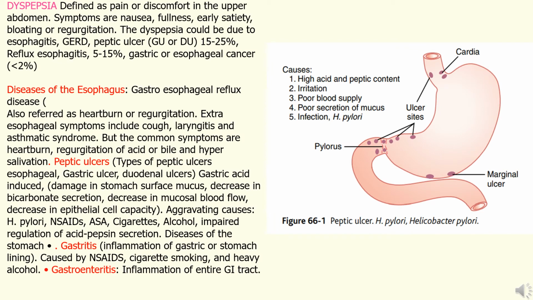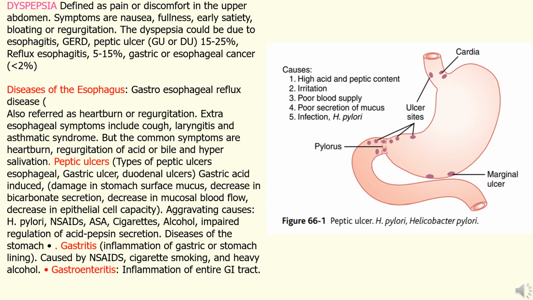Dyspepsia is defined as pain or discomfort in the upper abdomen. Symptoms are nausea, fullness, early satiety, bloating, or regurgitation. The dyspepsia could be due to esophagitis, gastroesophageal reflux disease, peptic ulcer (15 to 25%), reflux esophagitis, gastric or esophageal cancer. Figure showing peptic ulcer caused by H. pylori, that is Helicobacter pylori. Causes are high acid and peptic content, irritation, poor blood supply, poor secretion of mucus, and infection of H. pylori.